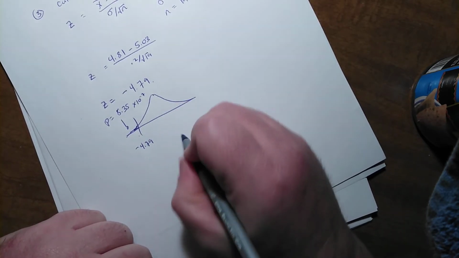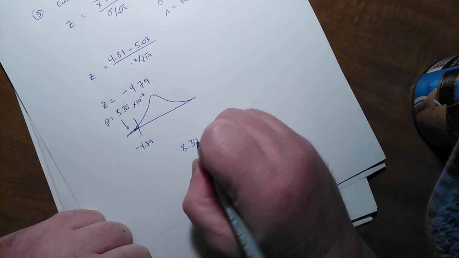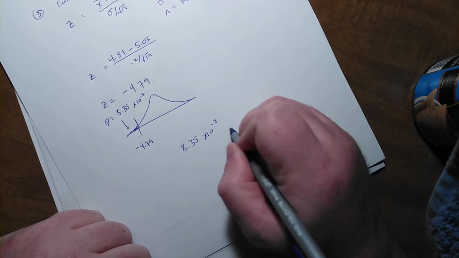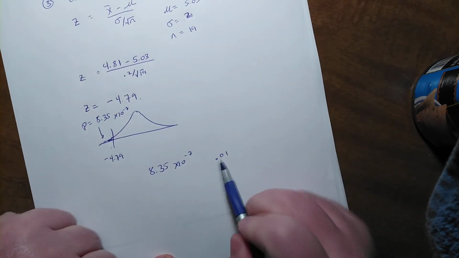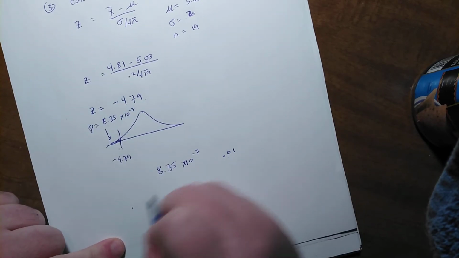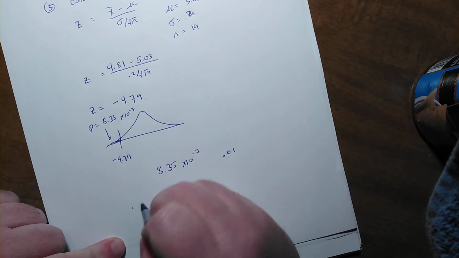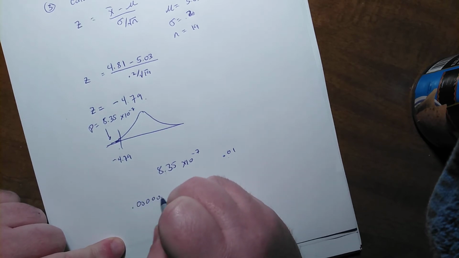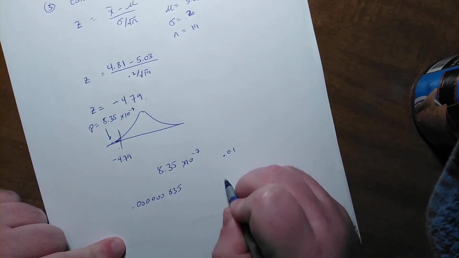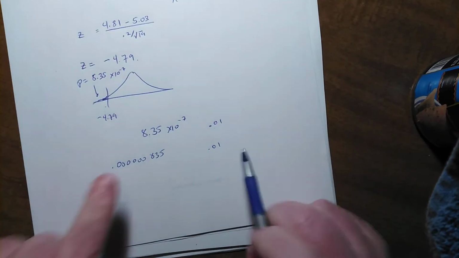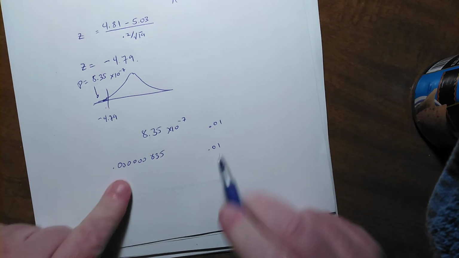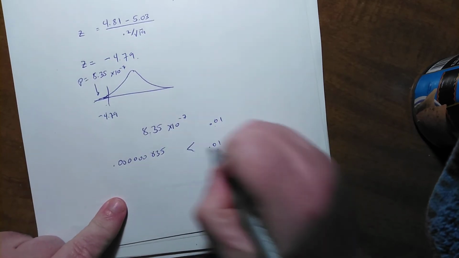So we have to look at this and ask, is 8.35 times 10 to the negative 7th a bigger number or smaller number than 0.01? With this number, we have to go through six zeros: 1, 2, 3, 4, 5, 6, then 835, versus 0.01. That's the comparison we're making. Which one of these is bigger? Well, clearly, that's bigger.